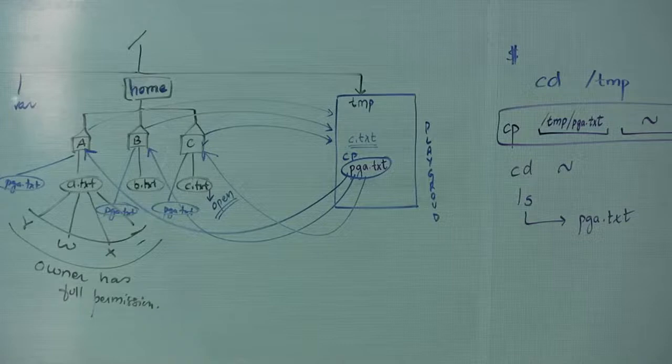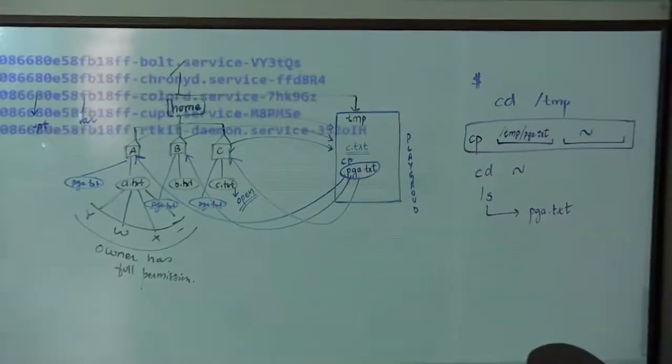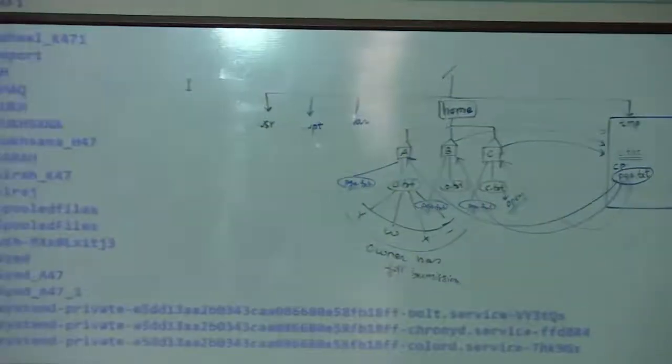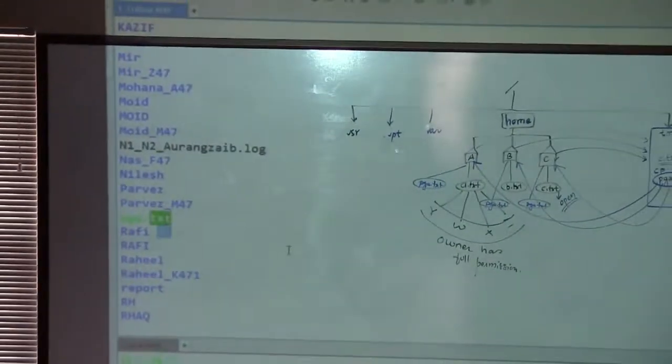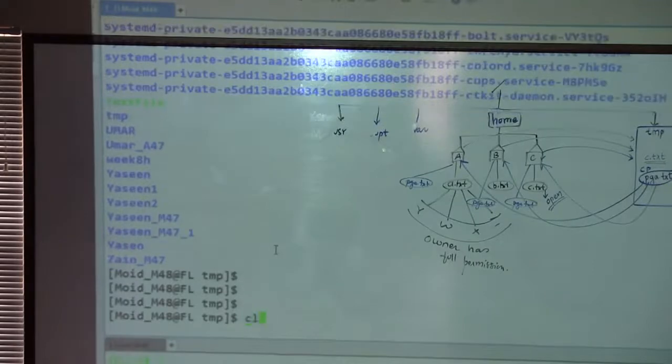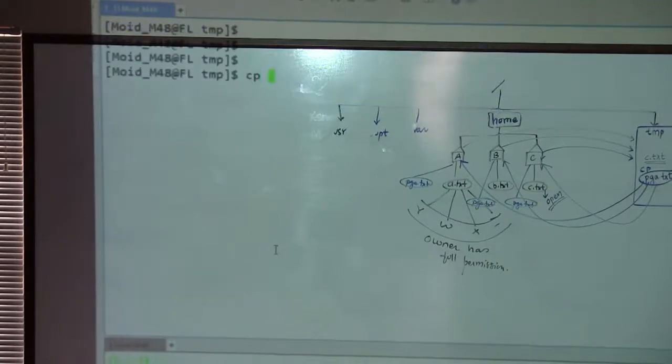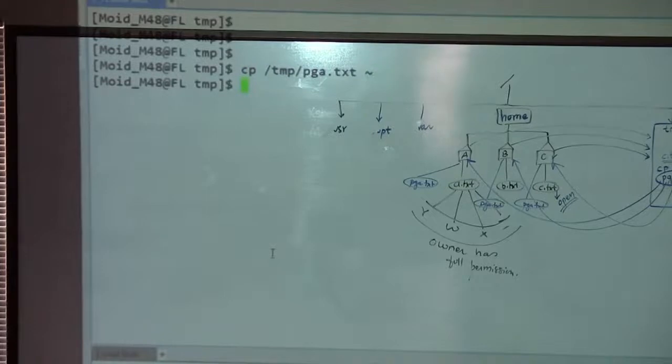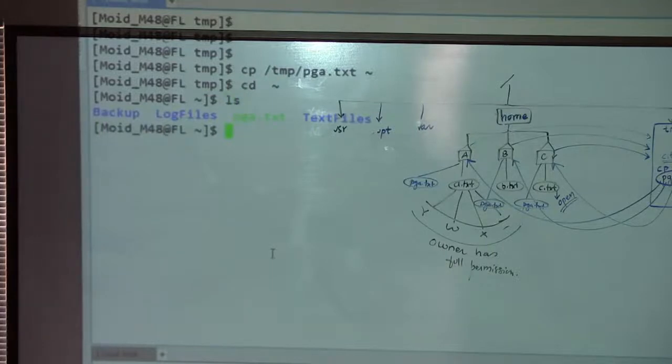Okay, so cp pga.txt from the temp. I'm going to go to cd temp, and if I type ls, it is showing me all of these. And one of the files that I see here is the pga.txt. So what I'm going to do now is I'm going to say cp from the temp, there is a file called pga.txt, send that to my home. Now if I go back to my home and type ls, I see that the pga.txt is there.